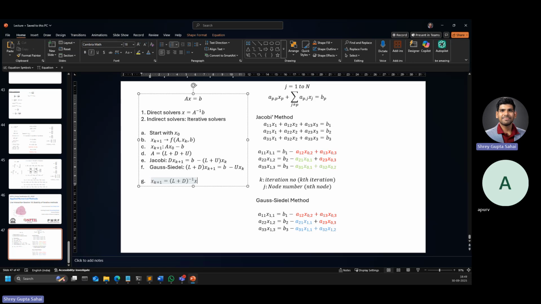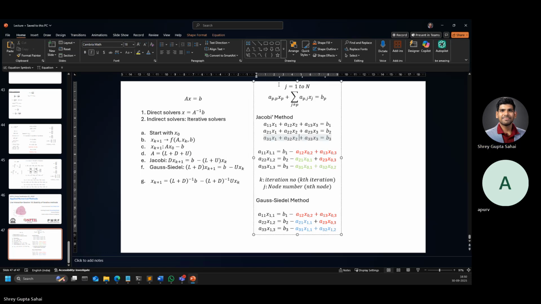This is what we do: (L plus D) inverse B, and then minus (L plus D) inverse U, supposing that (L plus D) inverse exists. I read that it's highly unlikely that you find a non-invertible L plus D scenario in iteration schemes. We don't have anything to say about that as of now, but these are the two schemes that we use.